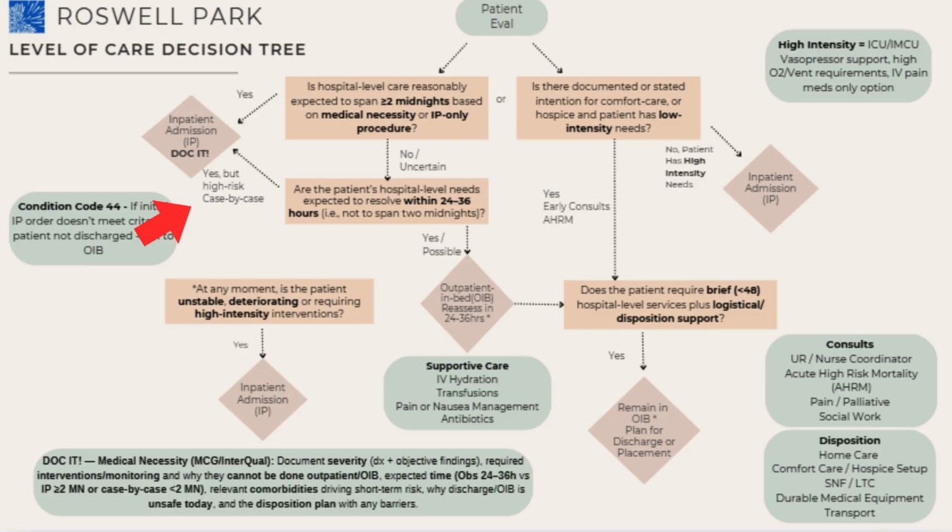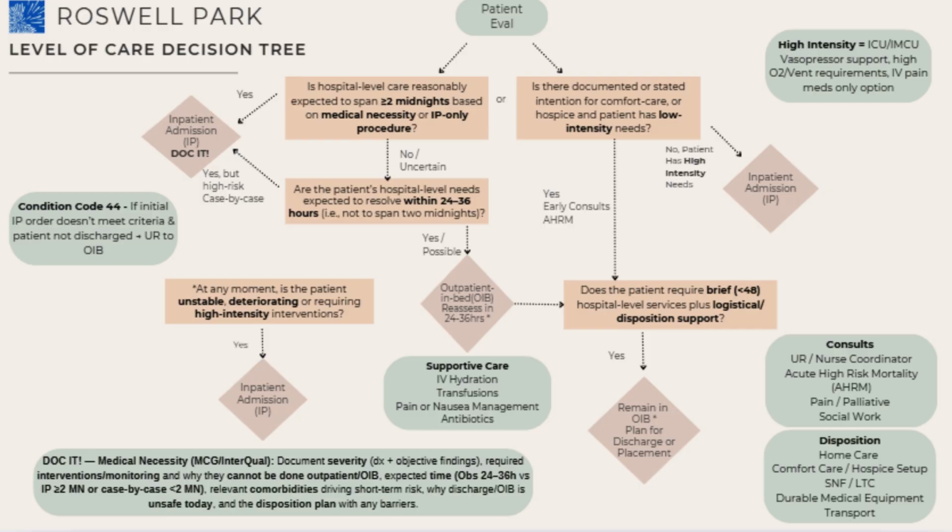The next major pathway involves comfort care and end-of-life scenarios. We ask whether there is a documented or clearly stated intention for comfort care or hospice, and whether the patient's needs are low intensity. Many patients nearing end of life benefit most from maximizing home or community-based support. However, if their needs are high intensity, such as IV pain medication as the only option, high oxygen requirements, vasopressors, or ICU, IMCU level care, they meet inpatient criteria regardless of goals.